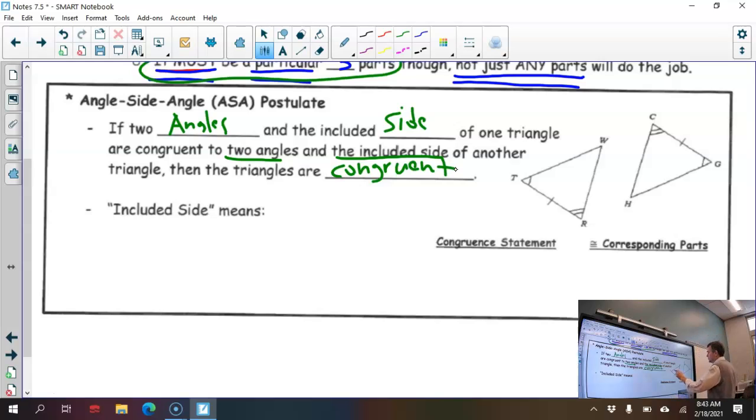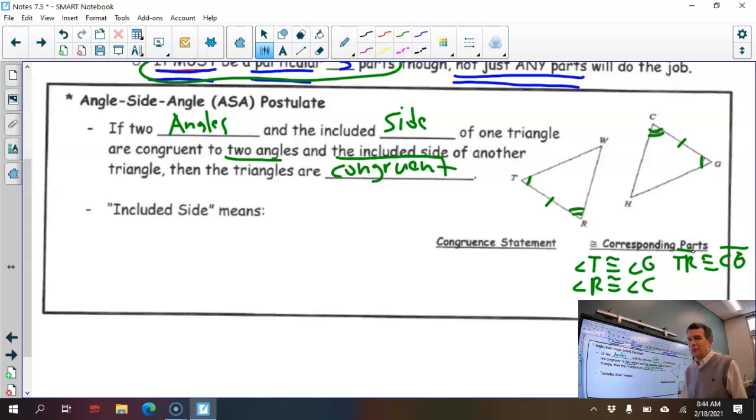Look how angle T is marked with 1 line, as is angle G. So that tells you that angle T is congruent to angle G. And angle R is marked with 2 little arcs, and angle C is marked with 2 little arcs. That tells you that angle R is congruent to angle C. That is how you mark angles congruent to each other with those little arcs. 1 arc for the ones that are the first pair, 2 arcs for the second pair. And on the sides, I have a little tick mark on TR, and TR is congruent to CG. Okay, so I have 3 parts equal to 3 parts.